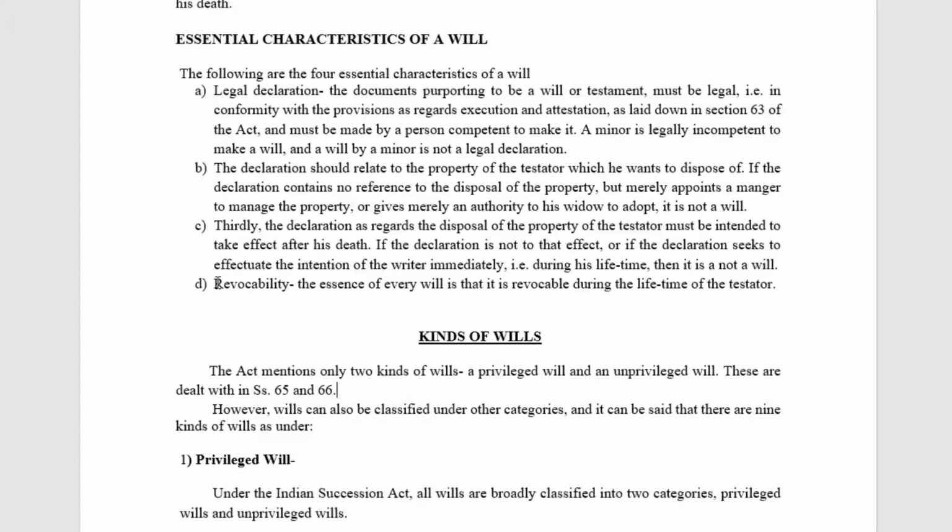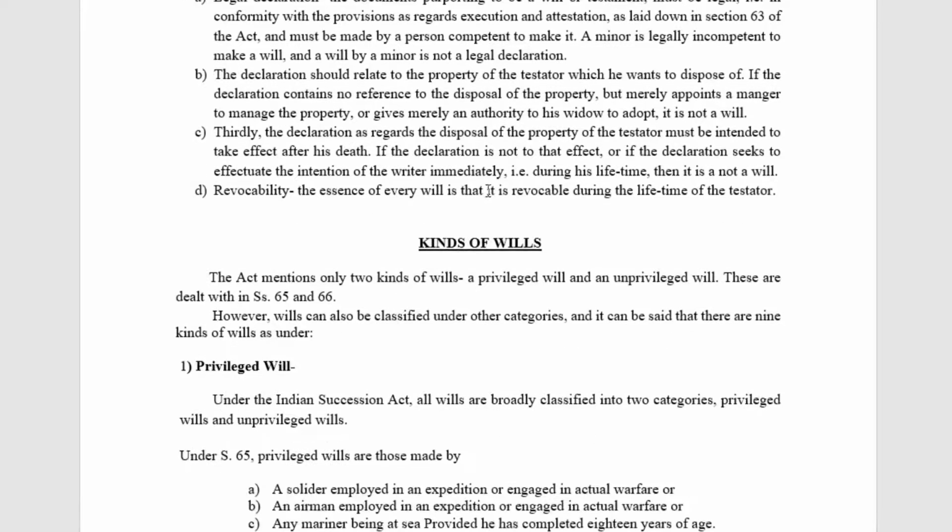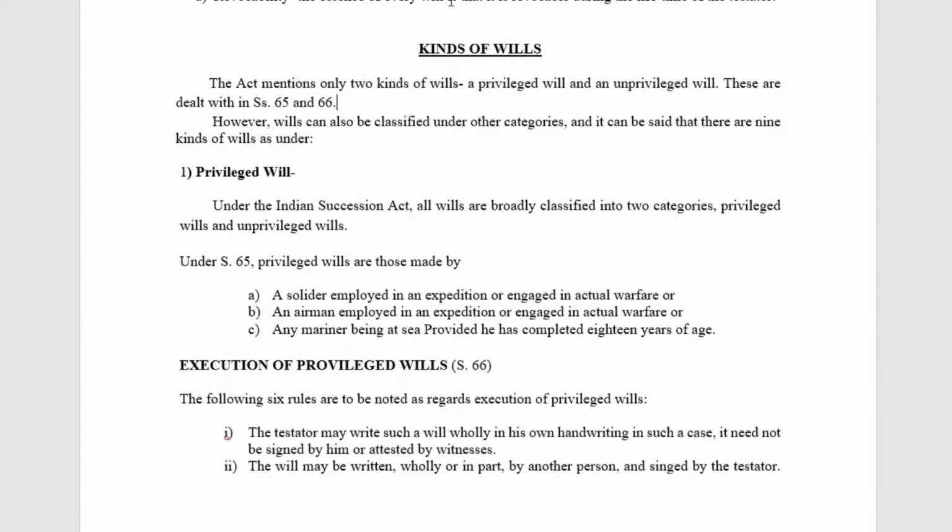So let us go with regard to what is a privileged will and what is an unprivileged will. Where can a privileged will be made, and how can this privileged will be executed? In your exams, normally there will be a question with regard to the privileged will and the unprivileged will. The question may be asked on what is the privileged will and what is the unprivileged will and how it can be executed.